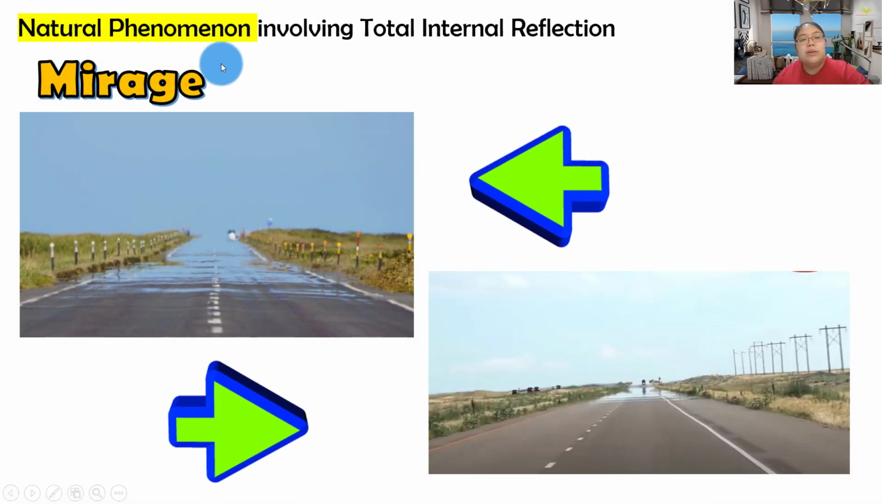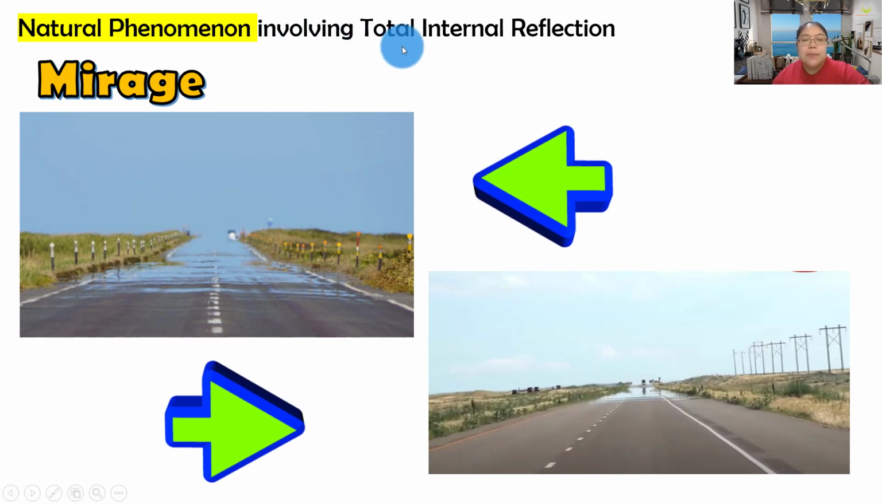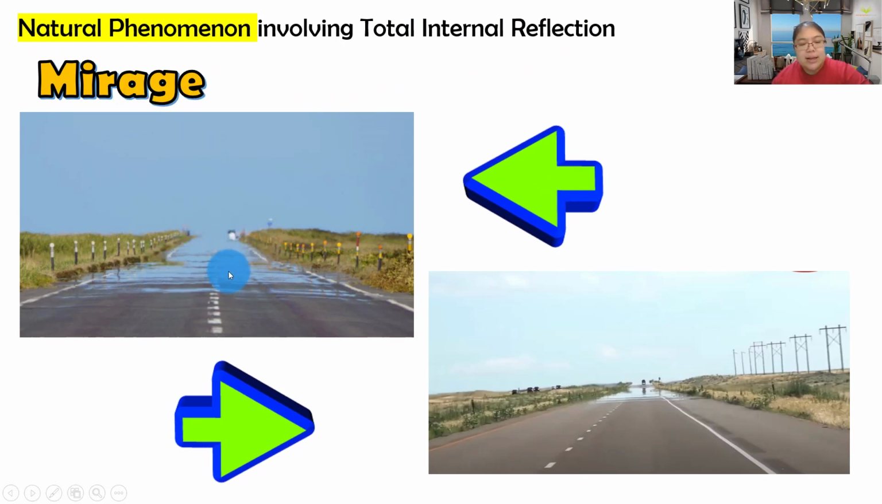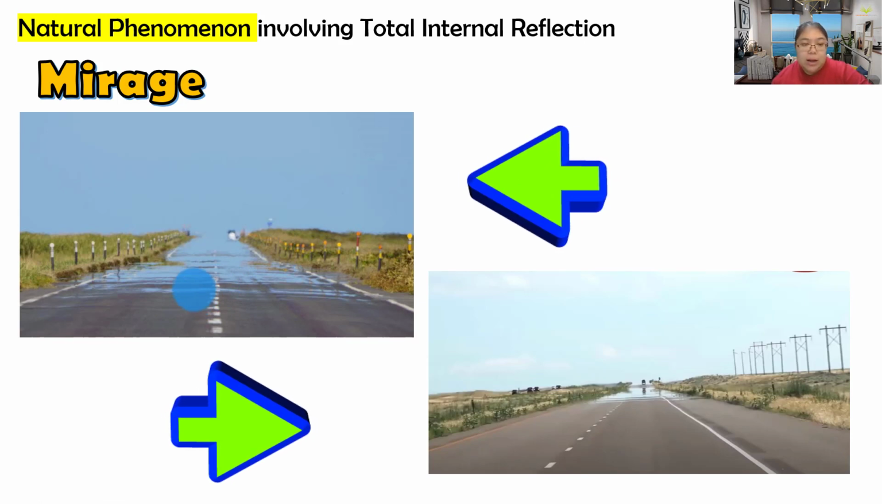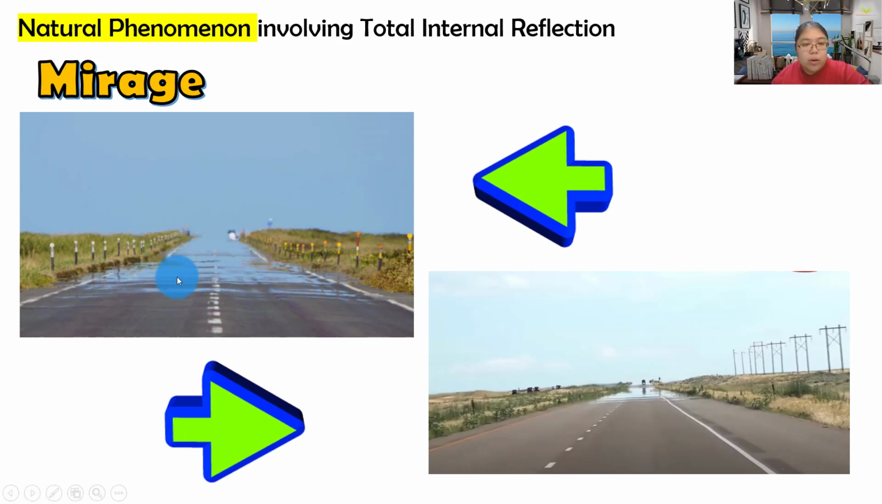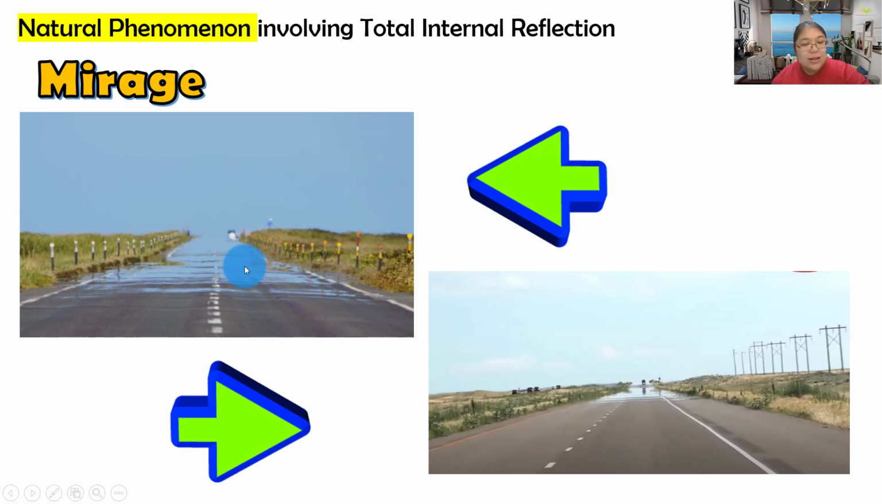Okay, now we need to see the natural phenomena that use total internal refraction. The first one I want to introduce is the mirage. Can you see this situation? The mirage is like a long journey, and then you can see a shadow on the road. This normally happens during a hot day. You can see a pool of water on the road, but when you get closer, nothing can be seen.